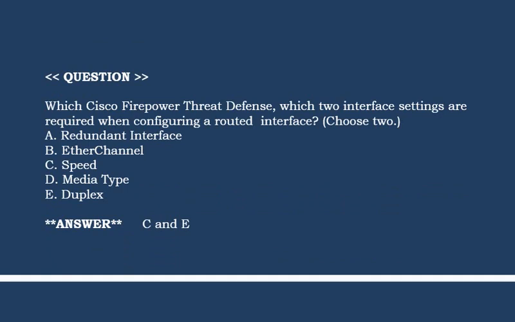Next question is which Cisco firepower threat defense two interface settings are required when configuring a routed interface? Choose two options. Option A redundant interface, option B EtherChannel, option C speed, option D media type, option E duplex. Correct answer is option C and option E.